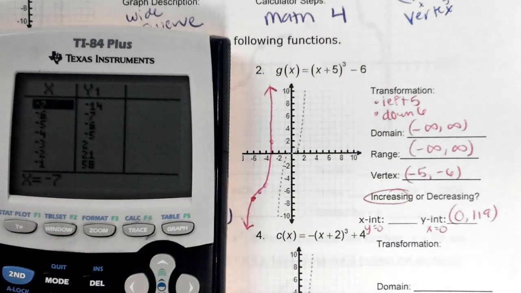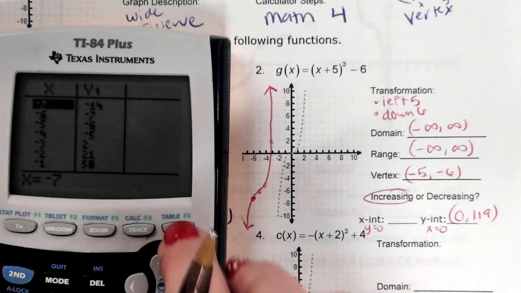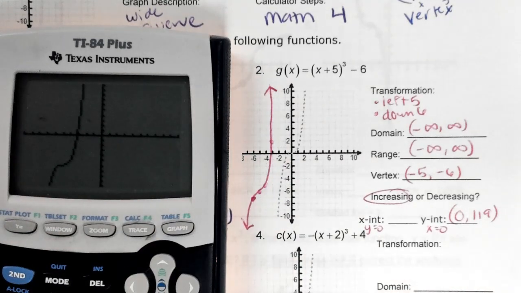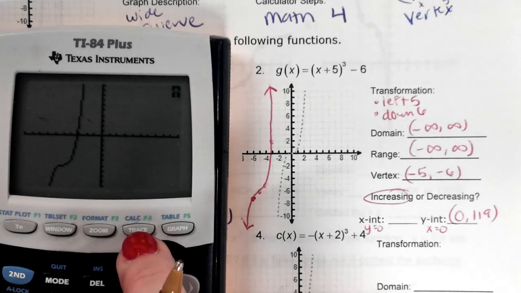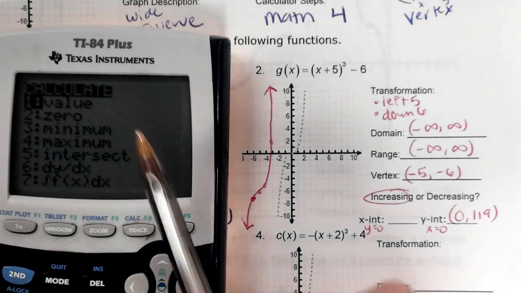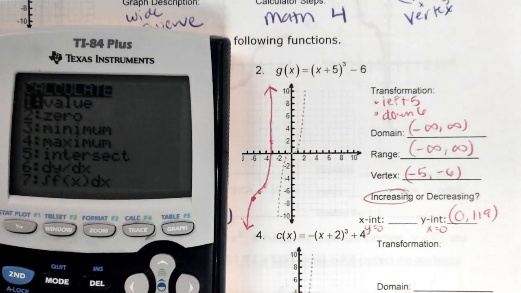So this is what it looks like. You can hit graph, and we want it to calculate our x-intercept. So second, trace. See how it says calculate above trace? So we're going to click that. What's another word for x-intercepts? 0, so we can click 0.